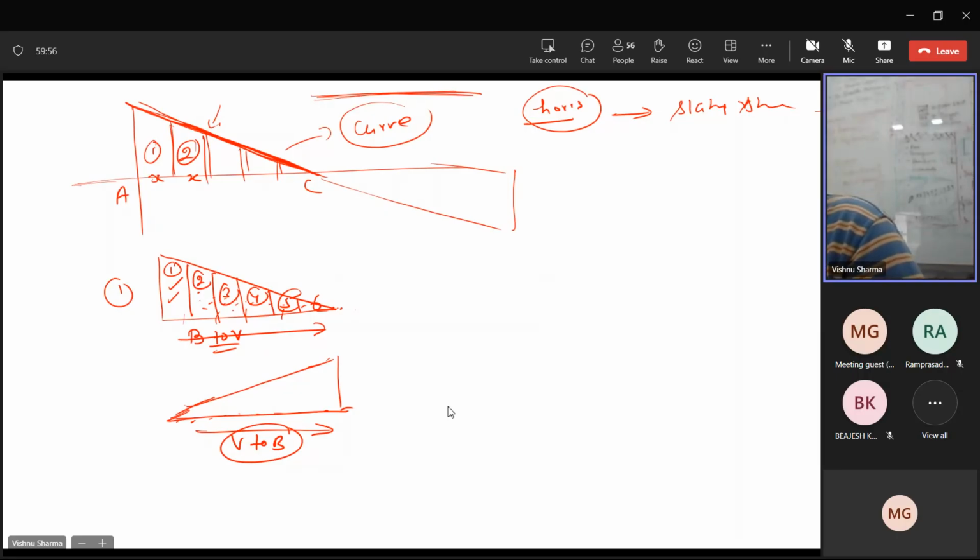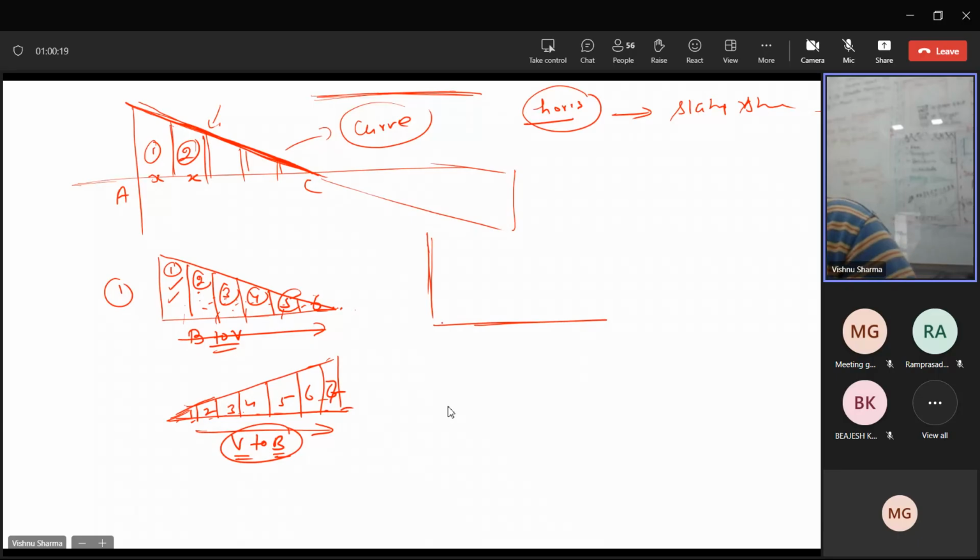Correct? Yes, sir. But if I go from vertex to base, what is happening to the rate? Is it increasing or decreasing? Increasing. Now 1, 2, 3, 4, 5, 6, 7. So it is increasing. So when you go from base to vertex, the graph will be like this.